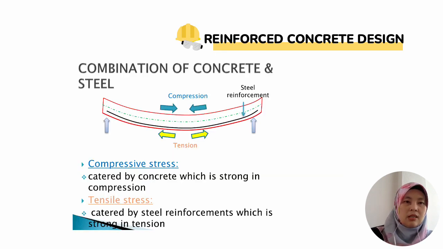As we can see here, in the combination of concrete and steel, the compressive stress will be catered by the concrete, which is strong in compression. We know that concrete has the ability to cater for compression with very good behavior, in comparison to the tensile stress. We know that concrete is weak in tension. Therefore, in the reinforced concrete design, we combine the steel reinforcement into the concrete in order to cater for the tensile forces. As we know, the steel itself is very strong in tension and also in compression. That is why we have this composite material used in the reinforced concrete design.